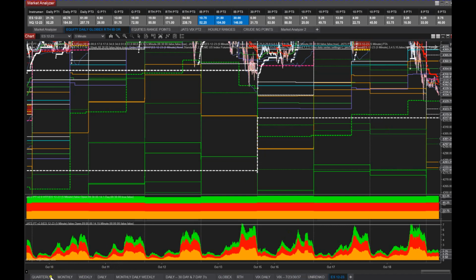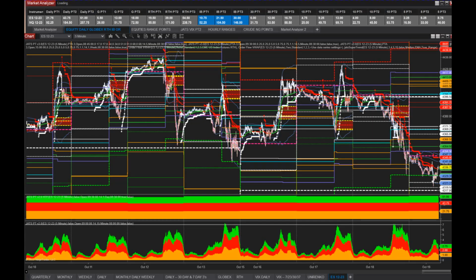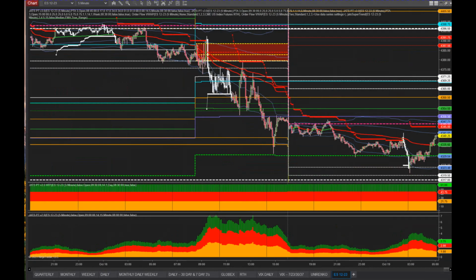Get my mouse over here. Okay, sorry. Volatility threshold is critical. So the daily ones, get this to move over just a second. Okay, I had a little technical difficulty, but I'm back here.